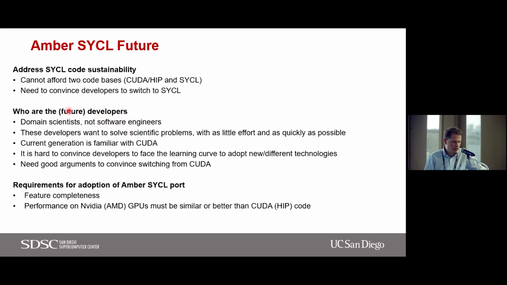So the future developers are mostly domain scientists, right? And they want to solve scientific problems with as little effort and as quickly as possible. The current generation is familiar with CUDA. That's what it is. And so, it is hard to convince them to face a learning curve, to adopt new technologies, and they need good arguments to switch, right? So I think the requirements are feature completeness of the code. We're getting there. And the performance needs to be there, right? So that the PI tells them, well, if you implement something, use that code base, not that one, right? Or at least try to get into both and so on. Otherwise, one may die at some point.